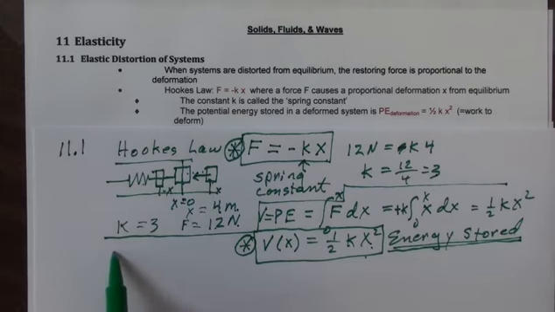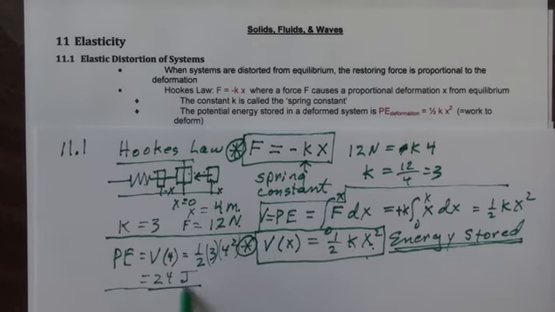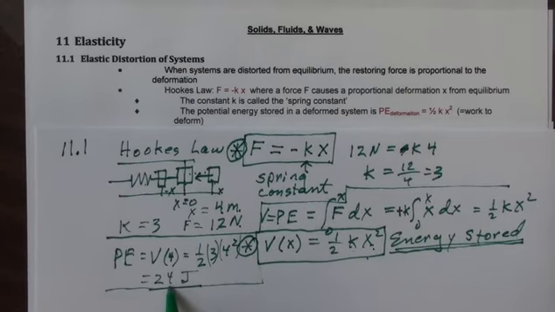So therefore we can say that the potential energy, or V, at the distance of 4 is going to be 1/2 times K, which is 3, times x squared, which is 4 squared. 4 times 4 is 16, half of that is 8, 3 times 8 is 24. So it was 24 joules was the amount of work we did, and it's 24 joules that's now stored in the system.